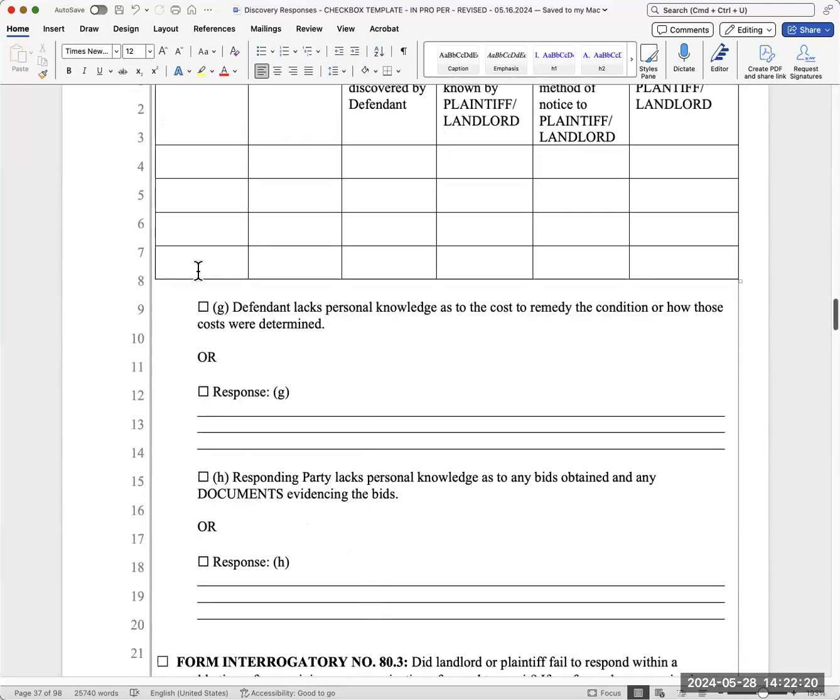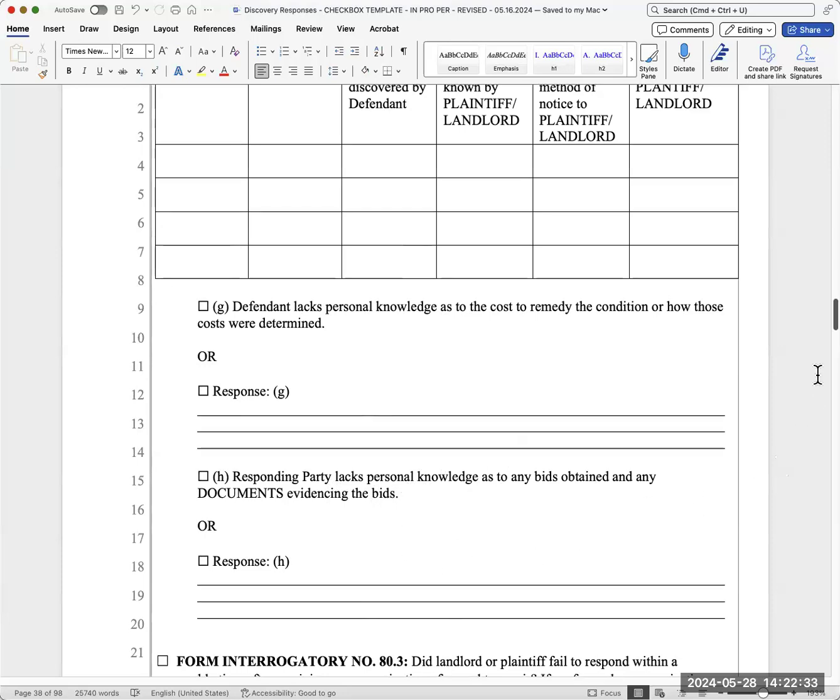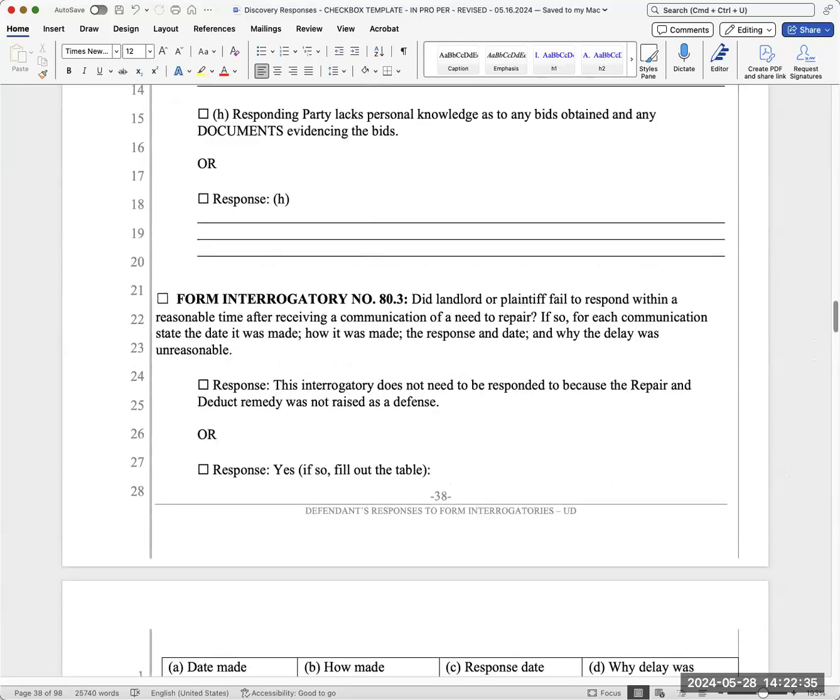And then you can put answers here, whether or not you have personal knowledge to the cost to remedy, or you did. Do you have personal knowledge of the bids obtained, or you didn't? That's what those questions are about.